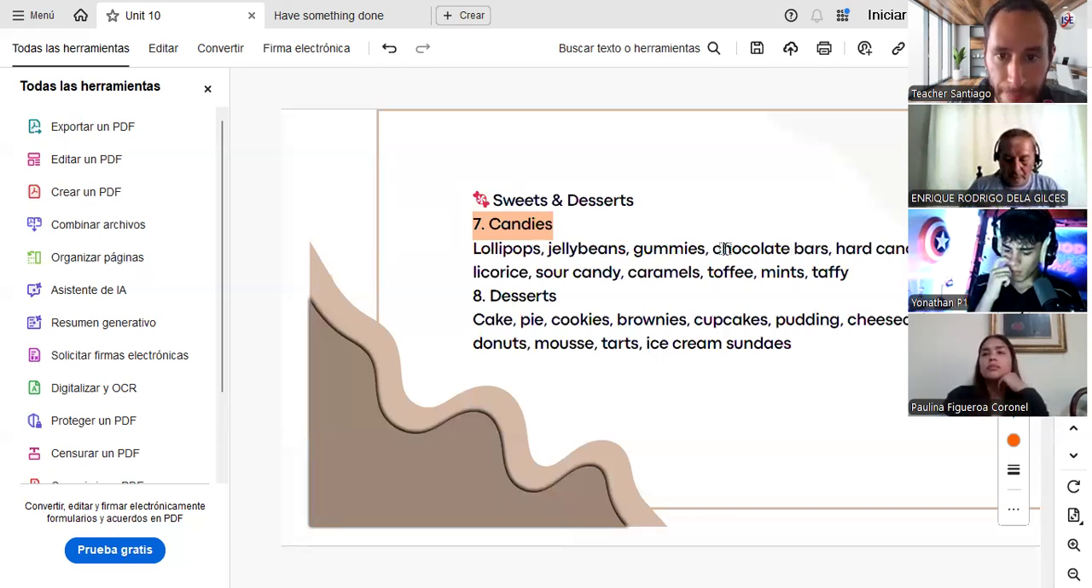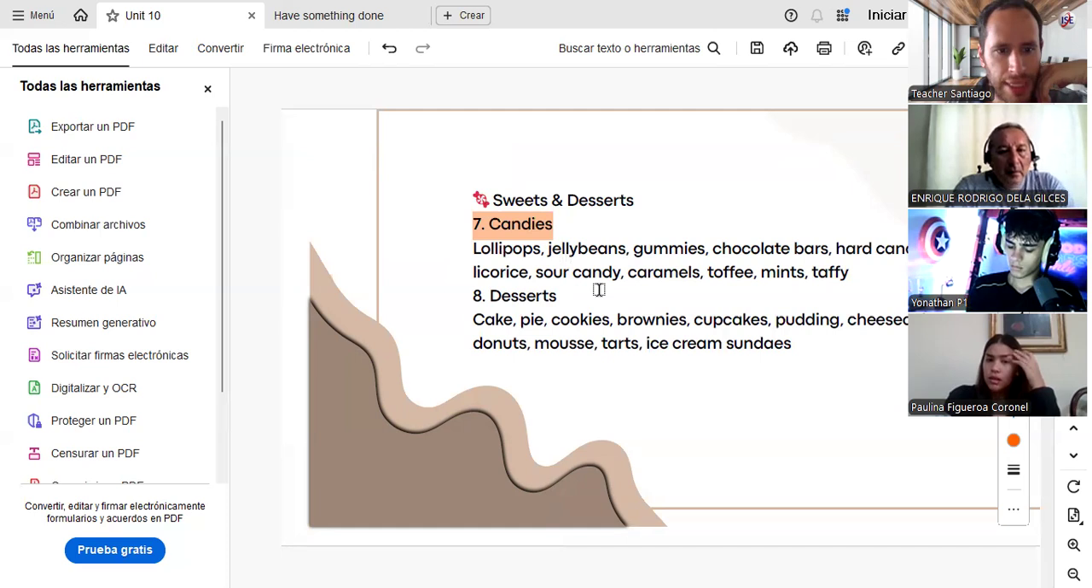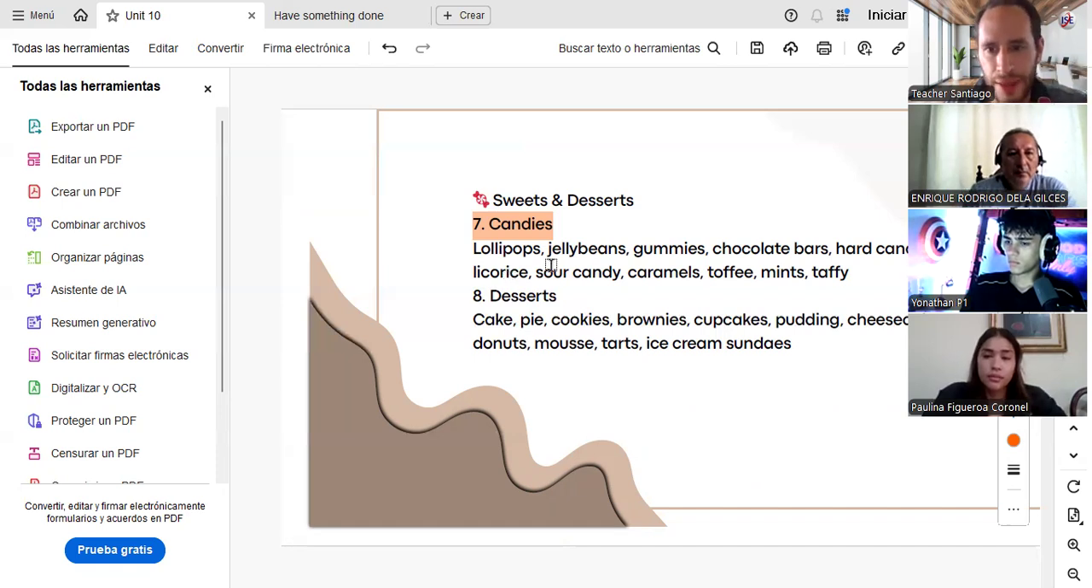Some of these candies are from the United States. Lollipop means como bombones, right? I don't know how to say that there. Bombones, paletas, I'm not sure. How do you say it, Paulina, there in Ecuador? How do you call that? Creo que es chupetes. Chupetes. Okay, thank you so much.